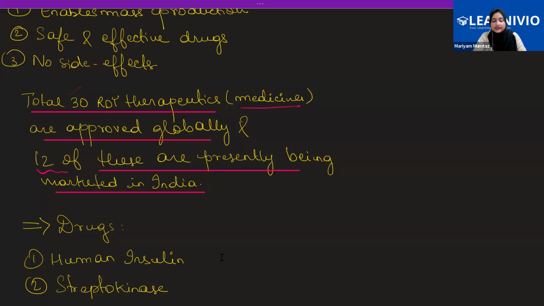So, in the previous class, we saw how biotechnology was used in the field of medicine as well, just like how it was used in the field of agriculture, right? It was used in the field of pest control. Now we will be seeing how biotechnology or the technology of recombinant DNA is used in the field of therapeutics or medicine making. In the previous class we saw that out of the different medicines that are sold, 30 RDT therapeutics are approved and 12 of them are being marketed in India as of now.